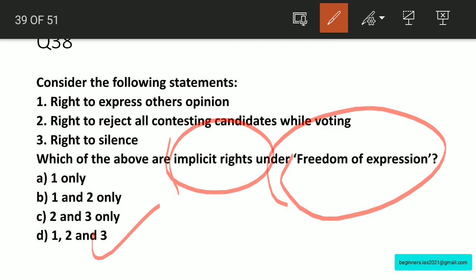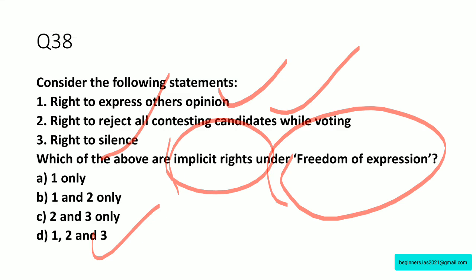And NOTA in the elections is an implicit right under freedom of expression. That is also right. What about the right to silence? The right to silence is also a fundamental right. The right not to speak is also included in the right to speech and expression. Therefore, all the statements given here are correct.